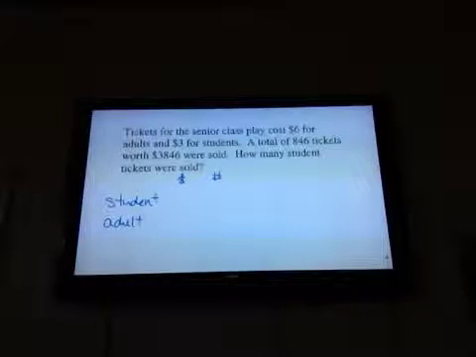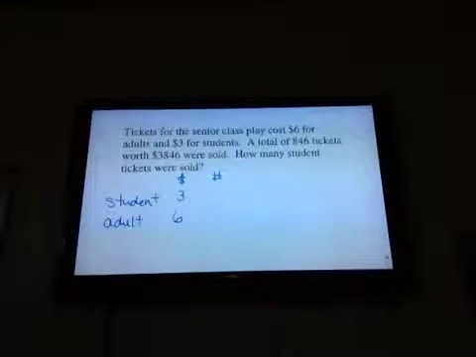Same kind of question as the last two. We are selling tickets. We know that the value of a student ticket, or the cost of a student ticket, is $3, and the cost of an adult ticket is $6. We have a total of 846 tickets. So in terms of x, what do I have?